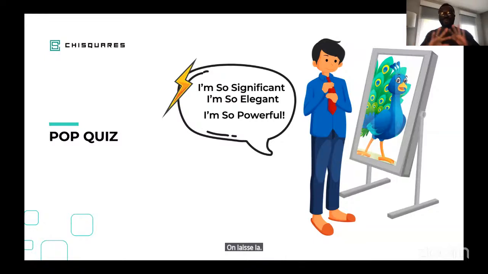Because there are three kinds of things you can see in the mirror, right? You can see yourself, sure. You can see something different, which is more flattering. And you can see what he's saying here. He said, I'm so significant, right? I am so powerful. I'm so elegant. It's like, dude, that is not you at all. What you're seeing is a peacock, and you're so full of errors now because you imagine that that's you. But that's not you, right?